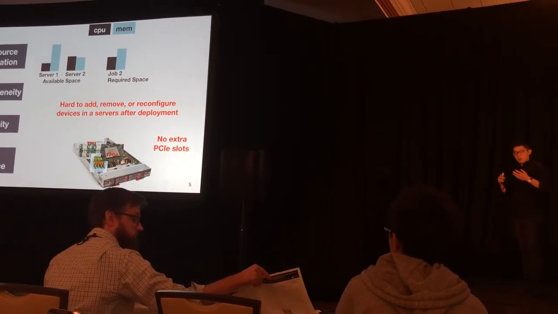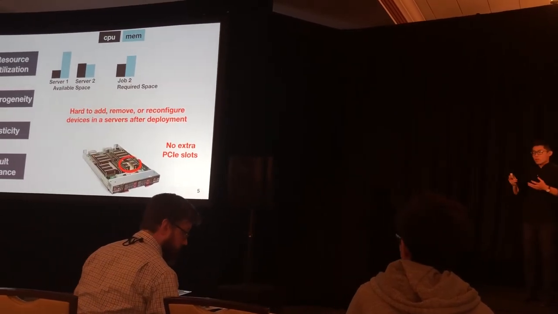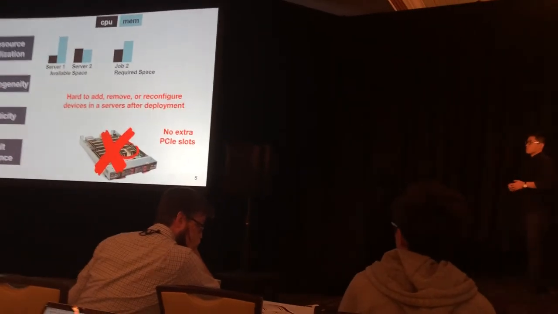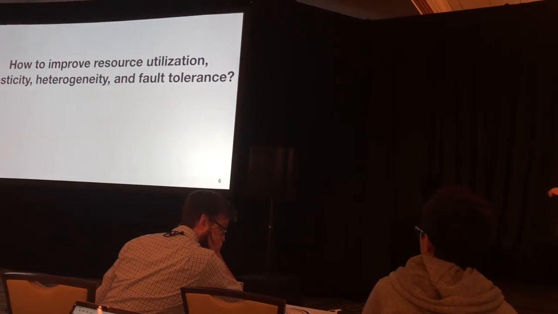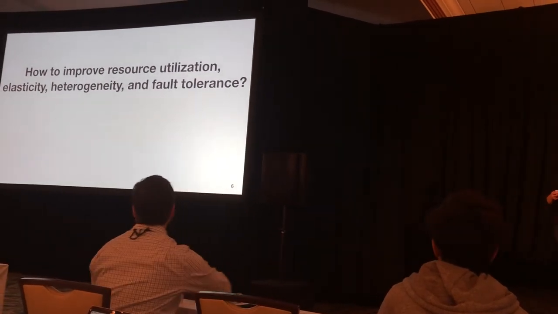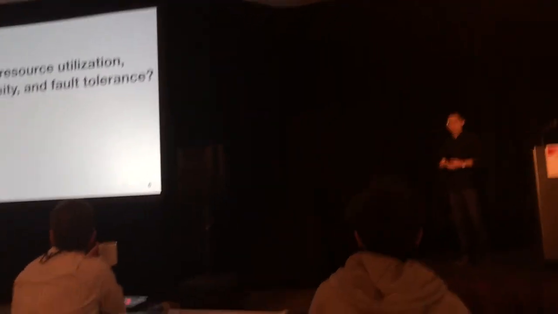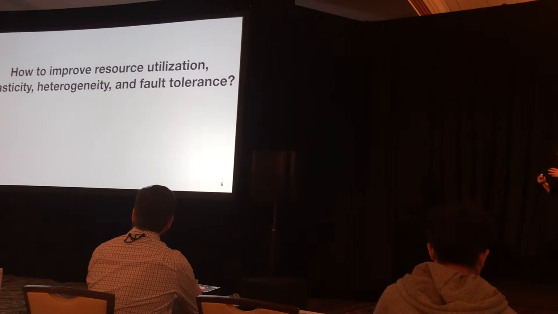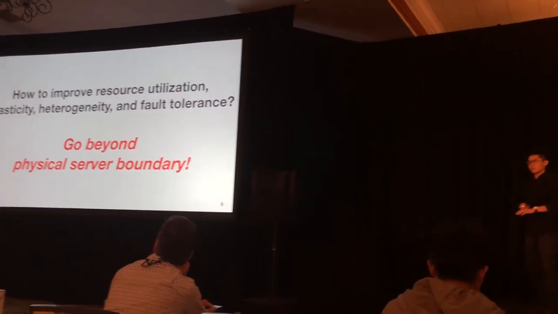And finally, monolithic servers have a coarse-grained failure domain. Let's say whenever we have a CPU or memory controller failure, it usually means the whole server is down, even though the other components are still working properly. So going forward, how can we improve resource elasticity, heterogeneity, and fault tolerance of monolithic servers? The fundamental cause is the physical server boundary. So we think we should go beyond the physical server boundary.